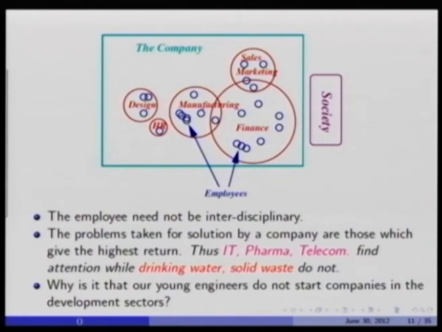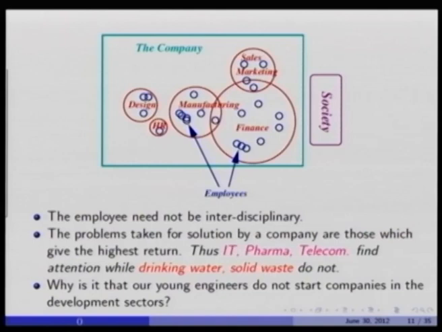Okay. The second consequence of this is about the problems which are taken up for solution by companies. Which problems are going to be addressed? Those which give profit, correct? Companies are going to pick up problems which give them the most profit. And what are the areas where most profit can be made? Well, it used to be IT till last year, it is going to be pharma next year, telecom and automobile engineering and so on, right? These are the areas which make the most profit, so there are a lot of companies in this sector.